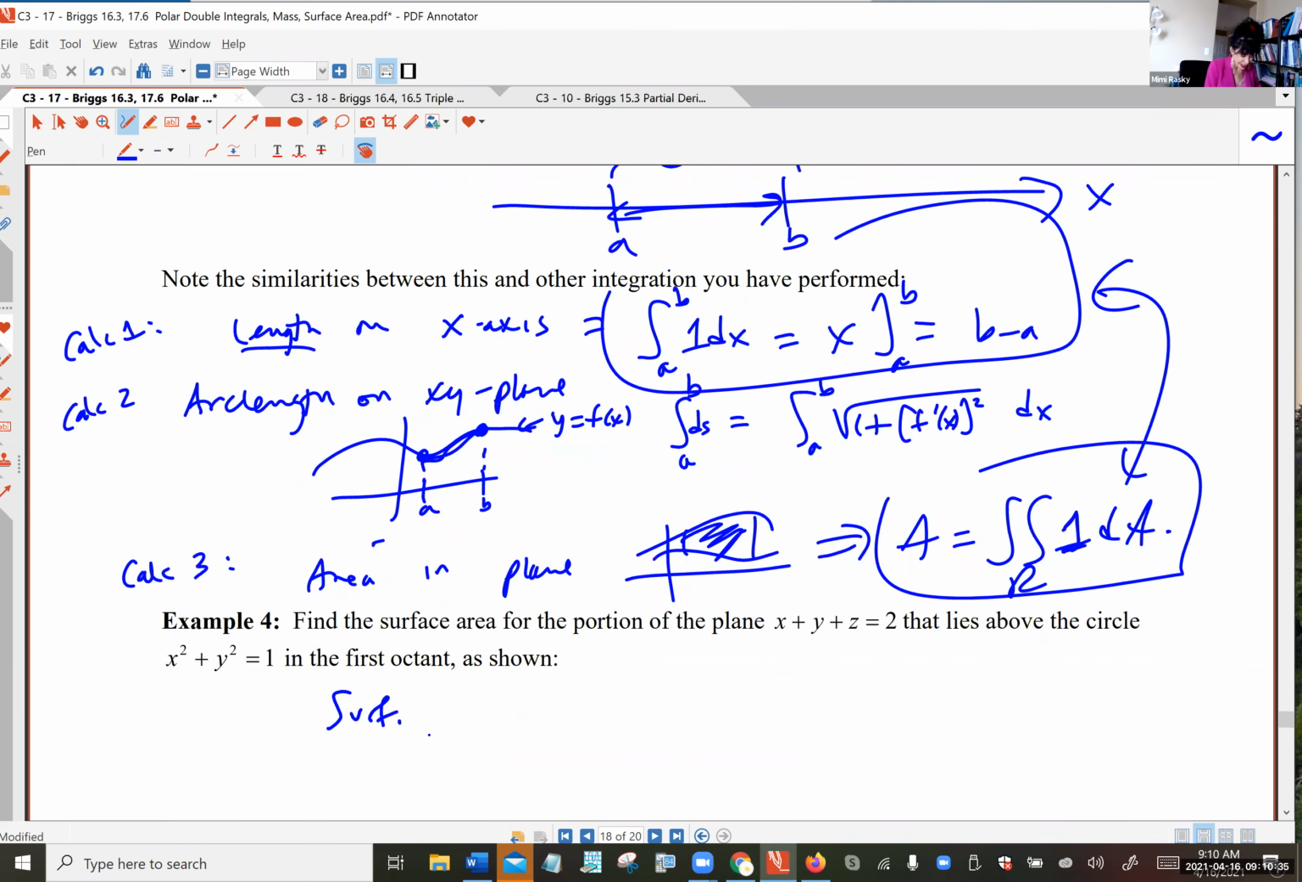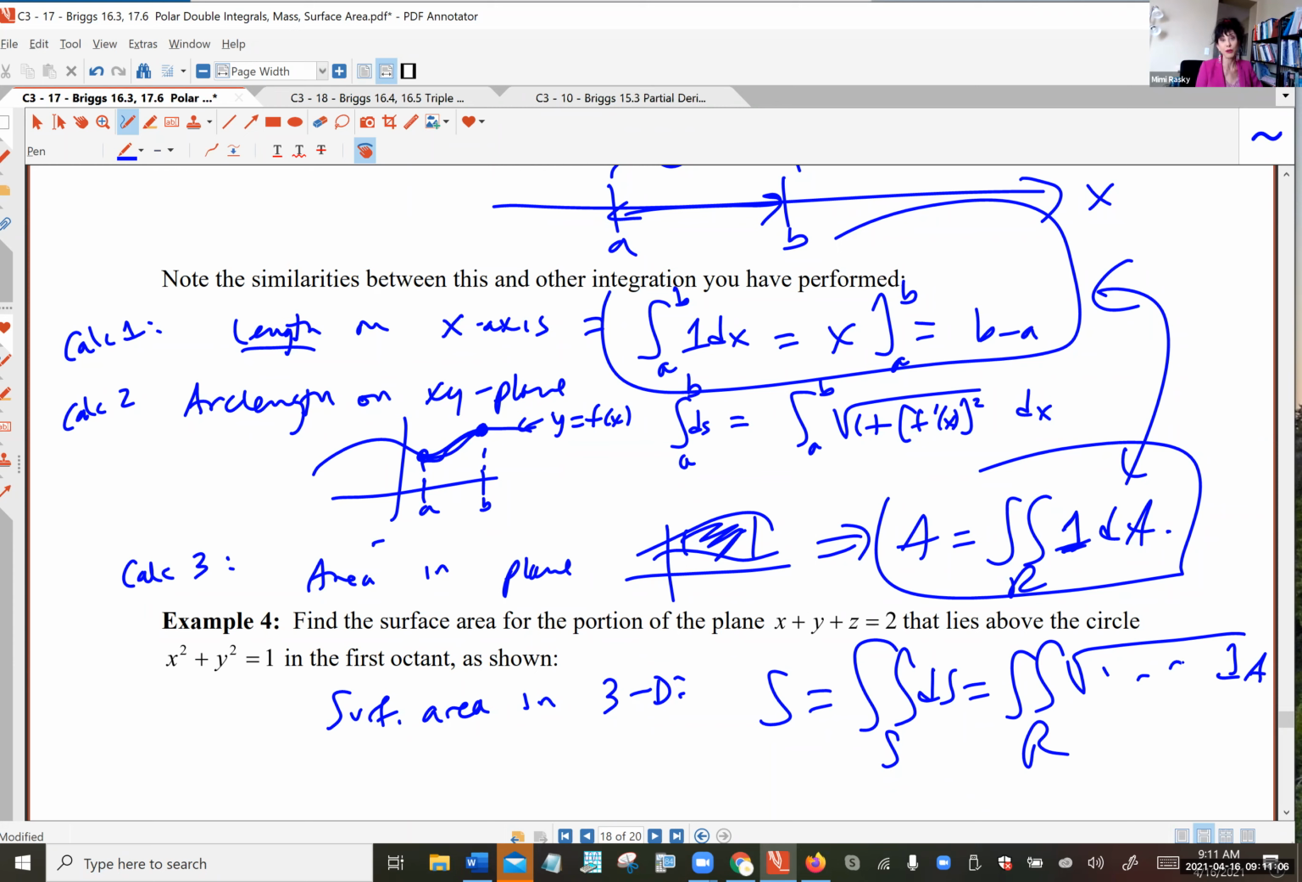Let's do 2 examples, and then I'm going to move on to triple integrals. That's right. No rest for the weary.